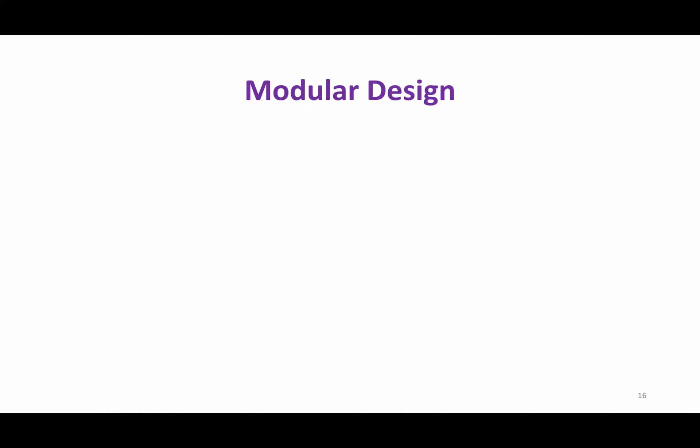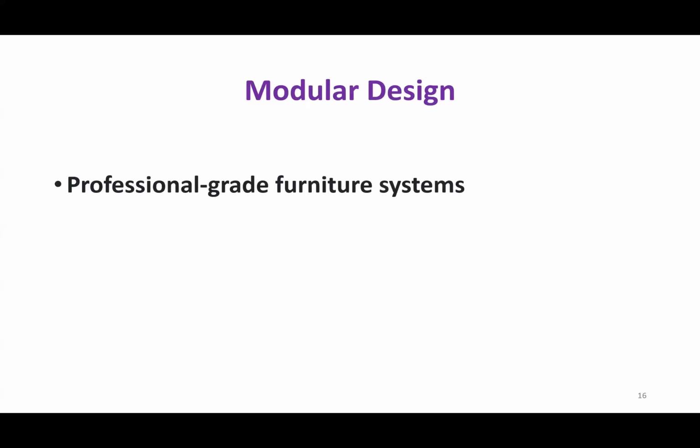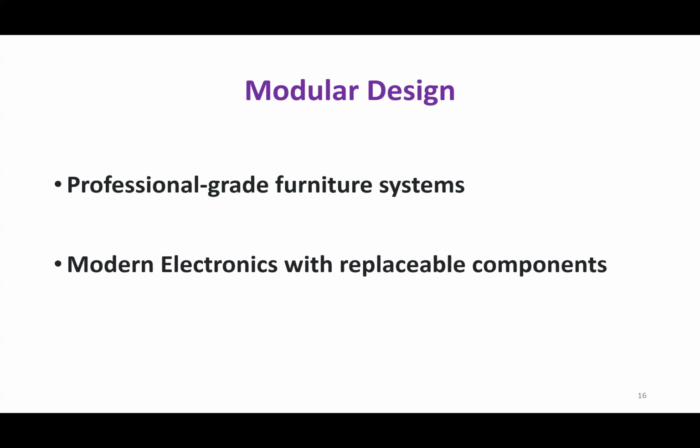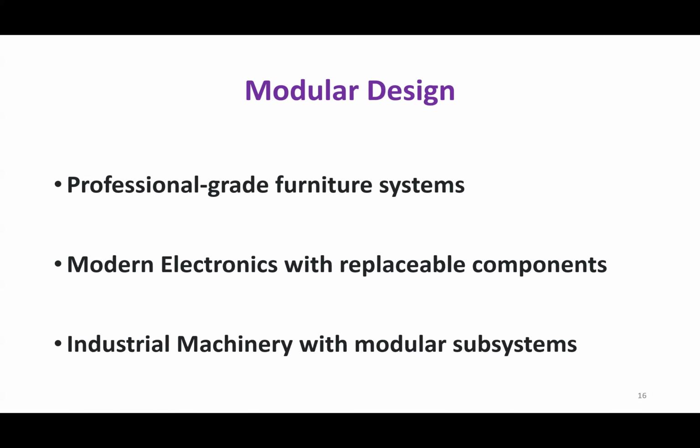Number one is modular design. Products engineered with standardized, interchangeable components easily enable repairs, upgrades, and parts replacement. This approach extends product life while reducing waste and maintenance costs. Examples include professional-grade furniture systems, modern electronics with replaceable components, and industrial machinery with modular subsystems.